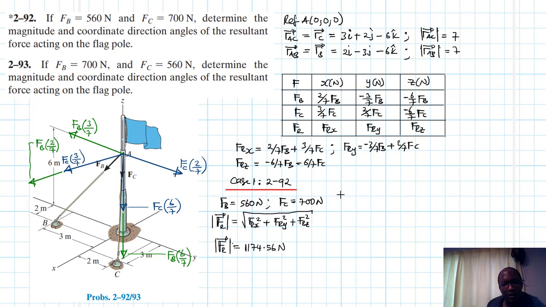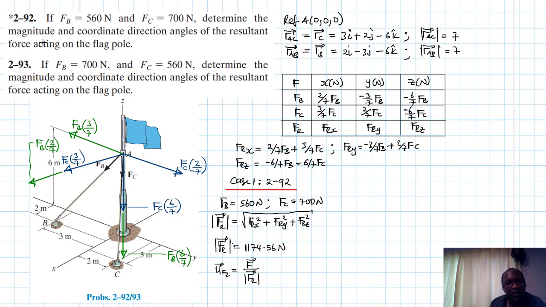Let's find the directional angles. We know that the unit vector FR is just going to be equal to the vector itself divided by the magnitude.